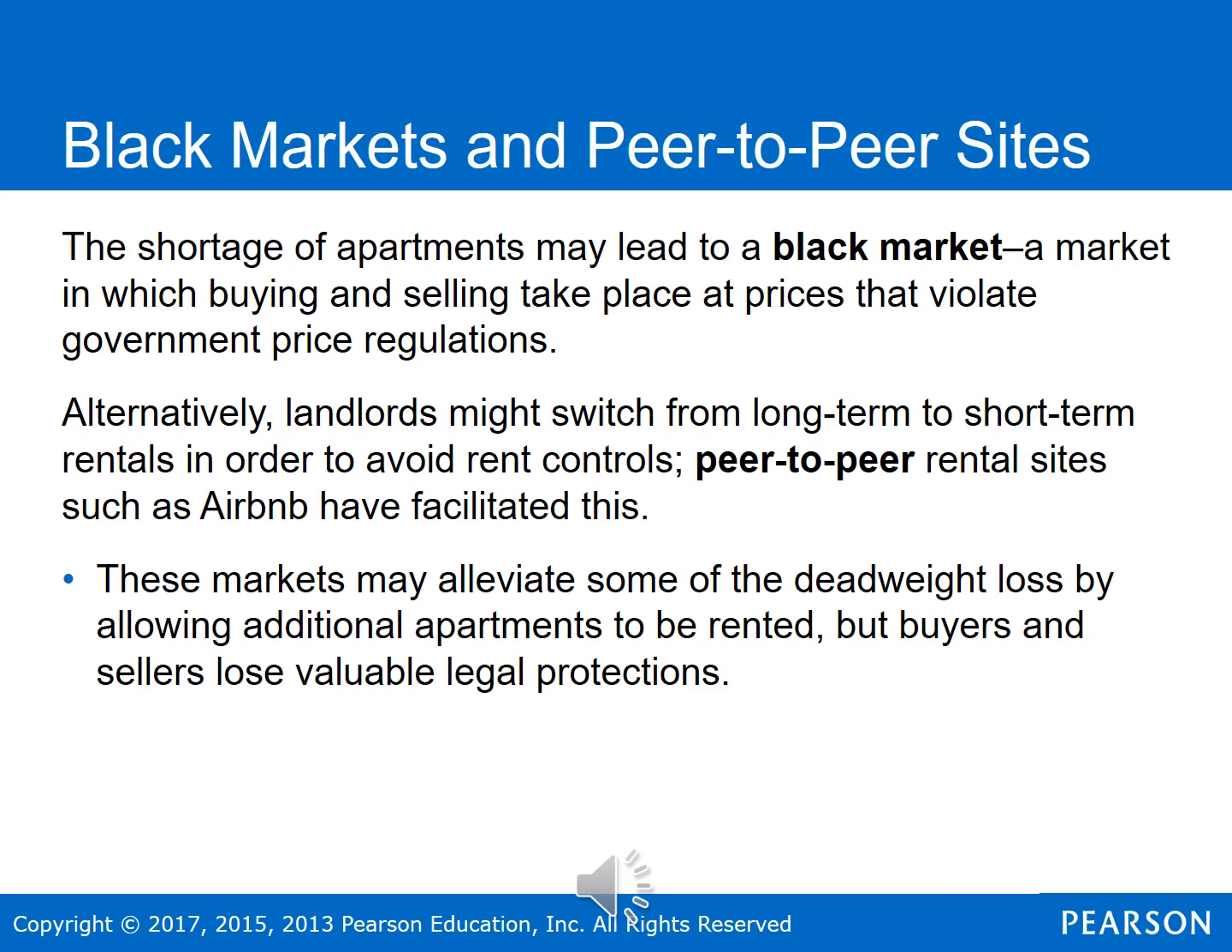Other than the black market, landlords might switch from long-term to short-term rentals in order to avoid price controls. So peer-to-peer rental sites like Airbnb have helped people find short-term apartments and get around these rent controls. Now these markets, black markets, and peer-to-peer rental sites that aren't covered under rent control may alleviate some of the deadweight loss because they allow additional apartments to be rented.